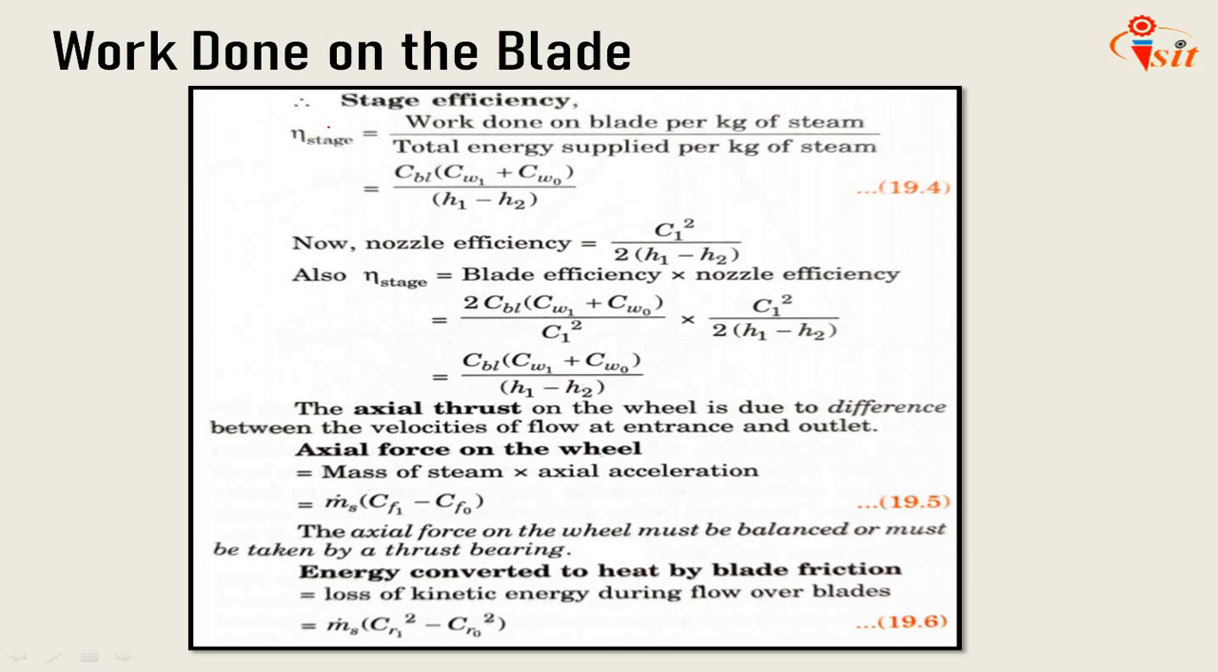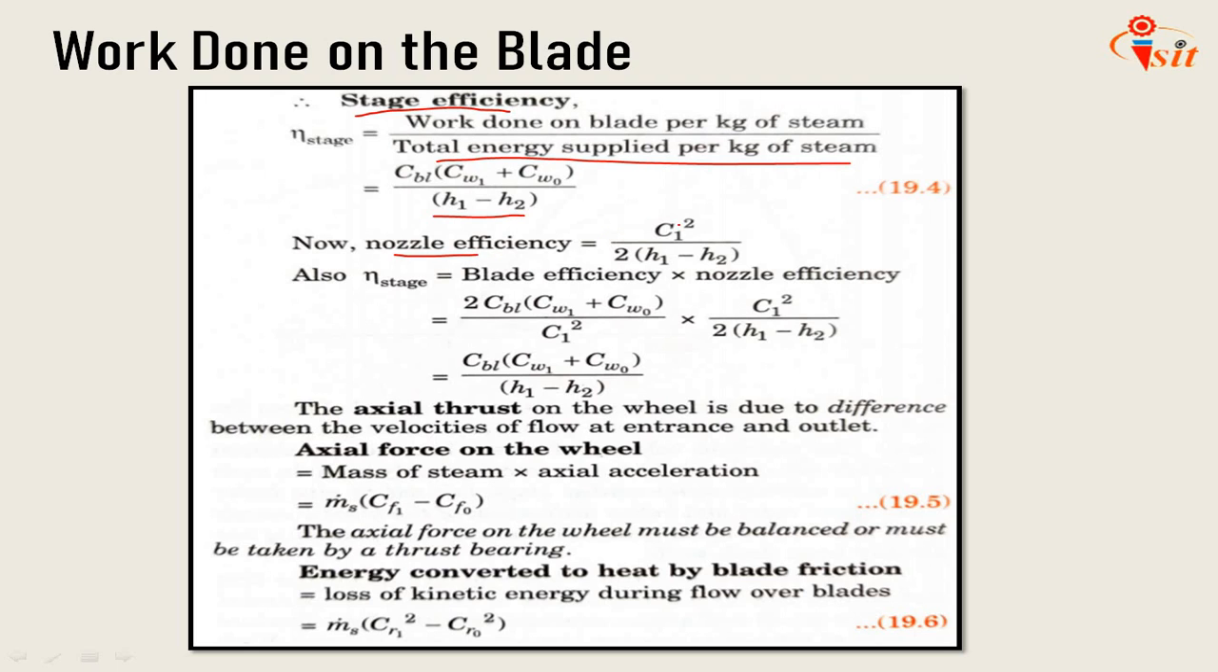So for that we need the stage efficiency calculation, that is work done on the blade per kg of steam divided by total energy supplied per kg of steam. The total energy supplied is nothing but H1 minus H2, that is the total heats before and after expansion through the nozzles. So that will be the total energy supplied per kg of steam: CBL (CW1 plus CW0) divided by H1 minus H2.